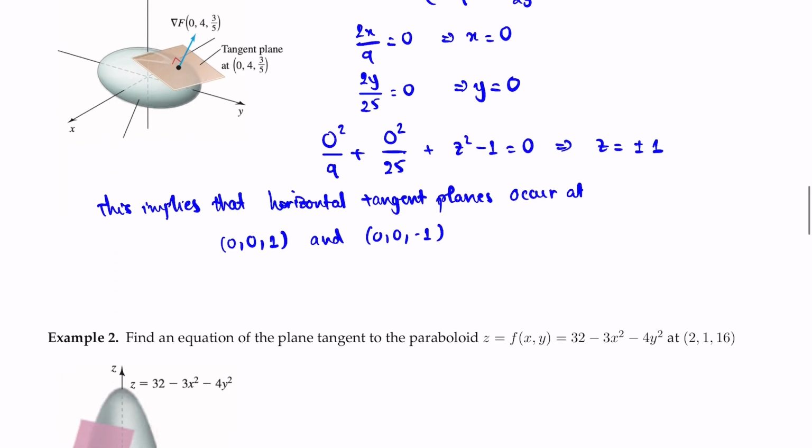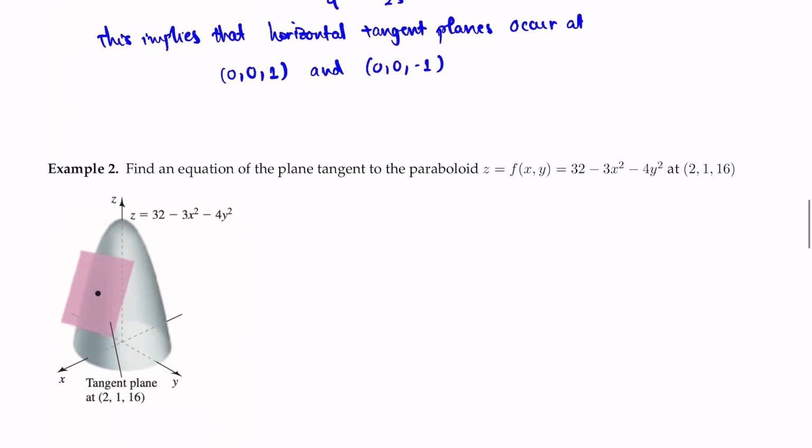Now we're going to move on to the next example. We want to find the equation of a plane tangent to the paraboloid of the form z equal to f of x, y equal to 32 minus 3x squared minus 4y squared at the point 2, 1, 16.